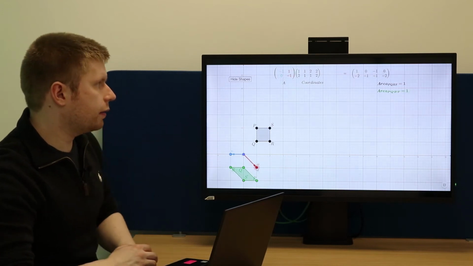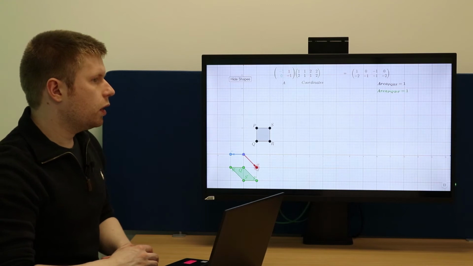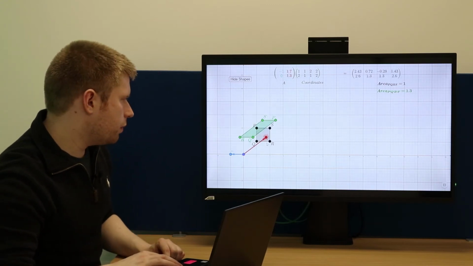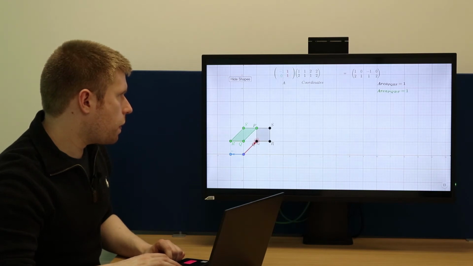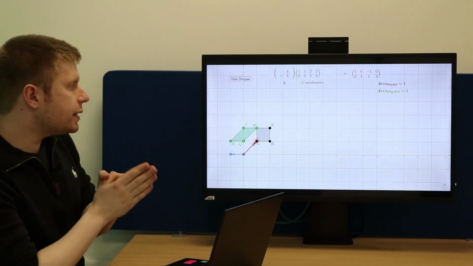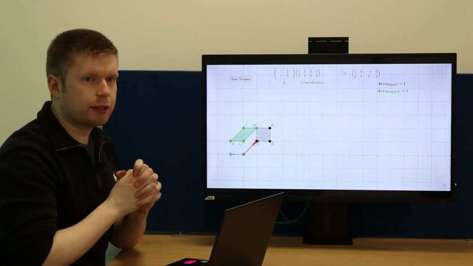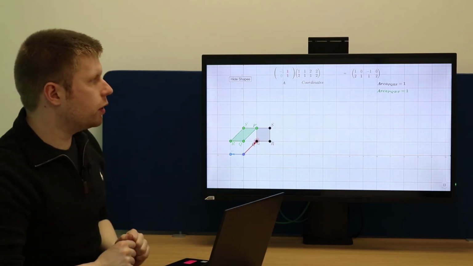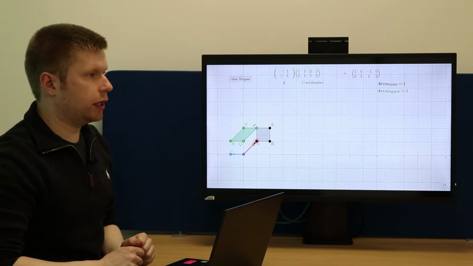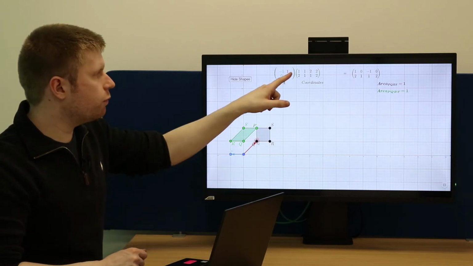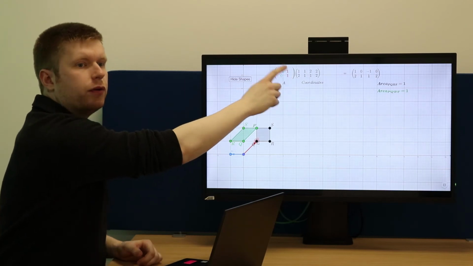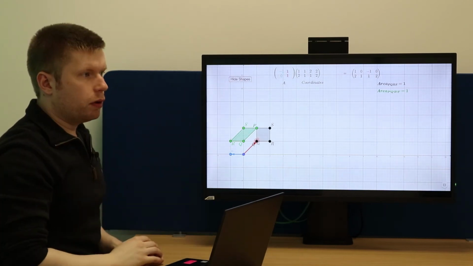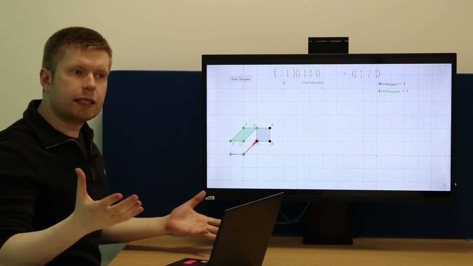Let's do something like that. Okay, still not 0. Sorry, wait. Okay, let's think about this. What would the determinant of my matrix be? So -1 times 1, the negative 1. Take away 1 times 0, 0. So you end up with -1.